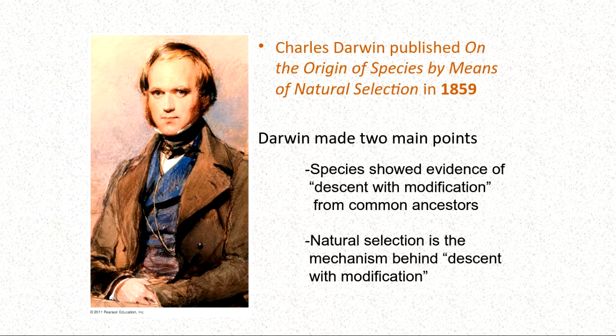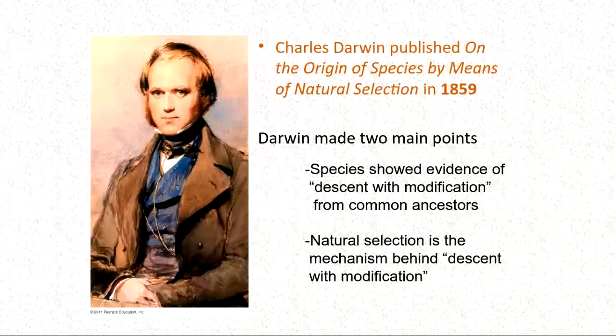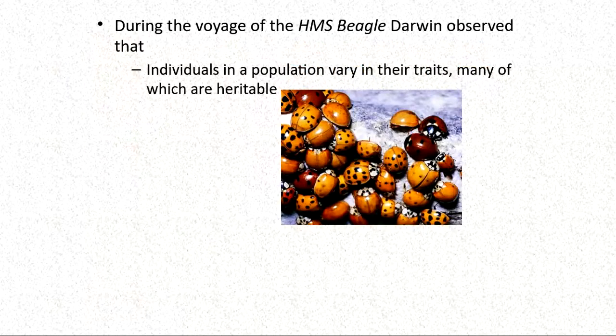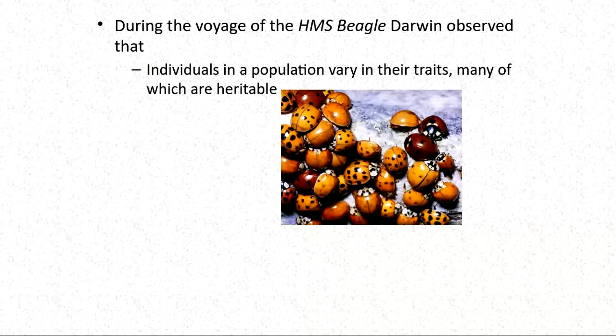So during his trip, when he went to this island, he noticed that populations vary, many of which are inheritable. Look at these beagles. Darwin at this time is only asking questions based on observations.